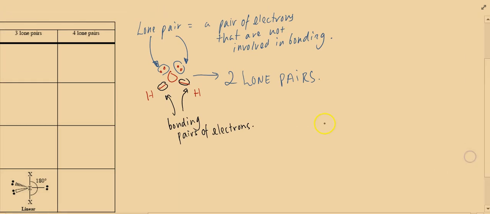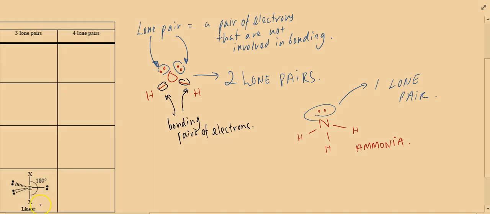Just to give you a quick example to figure out for yourself. Here is ammonia. I want you to just figure out for yourself how many lone pairs ammonia has. So you can pause the video to figure it out. So this is the only lone pair. In fact, ammonia has 1 lone pair. Alright, so hopefully at this stage we've established what a lone pair is.